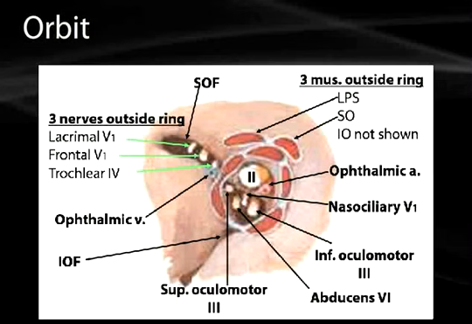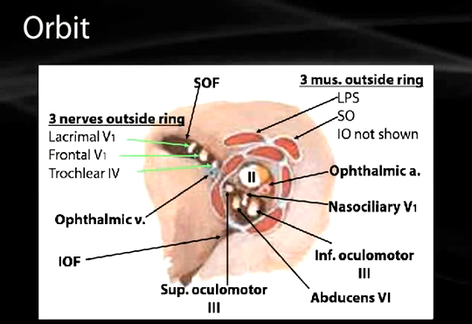Here you can see structures coming through the central tendinous ring, including the ophthalmic artery, which will give off a small branch that will penetrate into the optic nerve and be called the central retinal artery. This, of course, can be occluded, causing hemianopsia and transient ischemic attacks. The venous system, the ophthalmic vein, is running on the outside of that central ring through the superior orbital fissure.